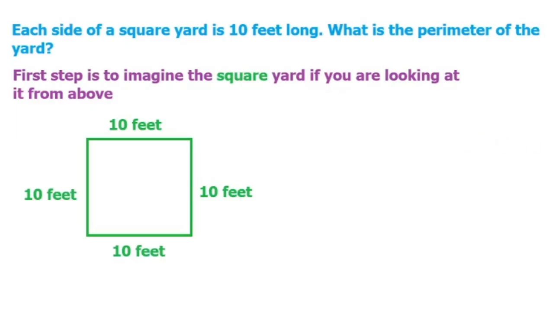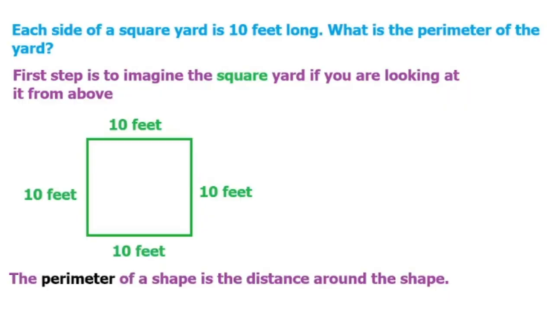We've done these problems before together. And we just have to remember what perimeter is. The perimeter of a shape is the distance around the shape. So what I always say is, think of yourself walking around the whole entire yard. And how far did you walk when you get back to where you started, right? So I first walk 10 feet, then I walk another 10 feet, then I walk another 10 feet, and finally I walk the last 10 feet.